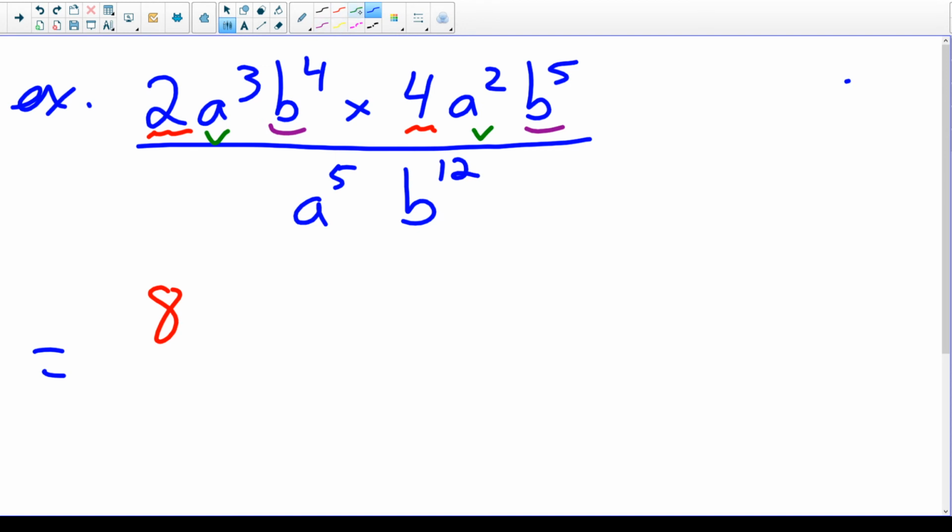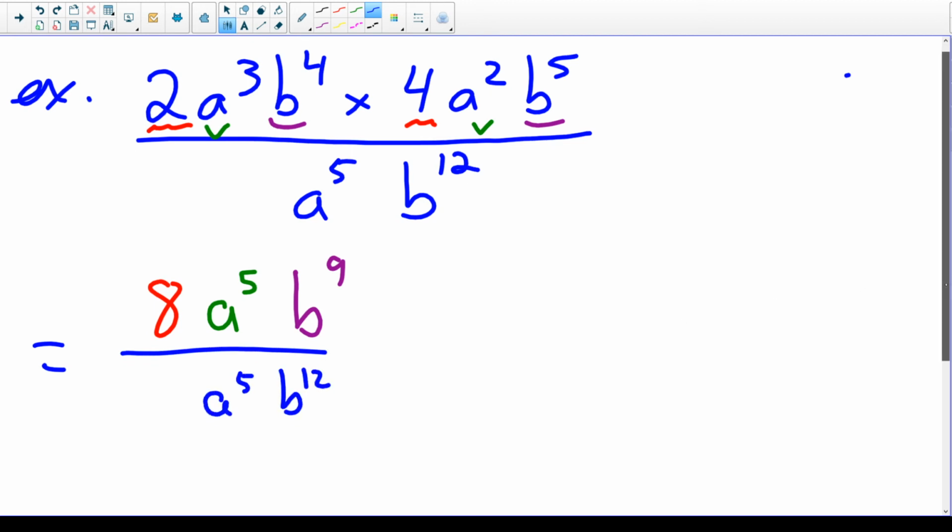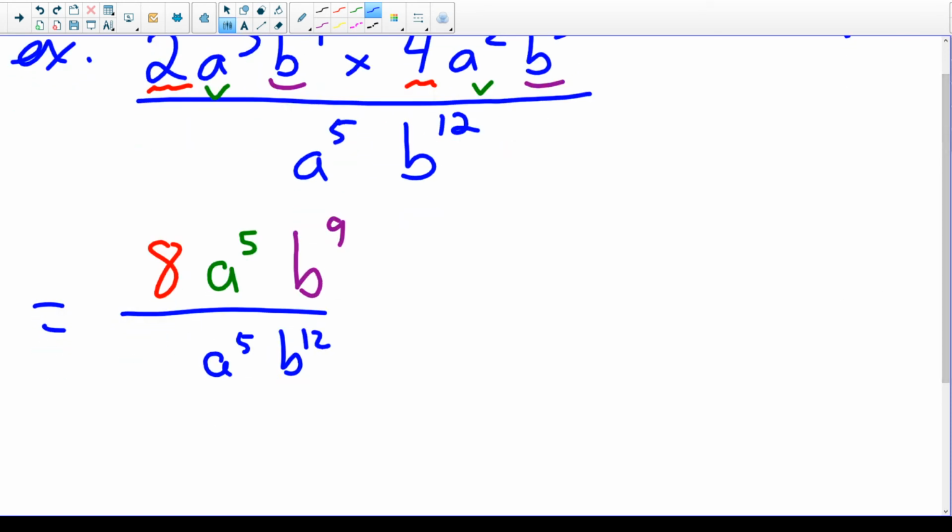So the a's, which I'm going to do in green, how many a's are there at the top? Well, there's 3 of them here. There's 2 of them there. That means there are 5 a's in total. Purple for b, how many b's are there at the top? Well, there's 4 of them here. There's 5 of them here. That means there are 9 b's at the top in total. And that would be my first simplification.